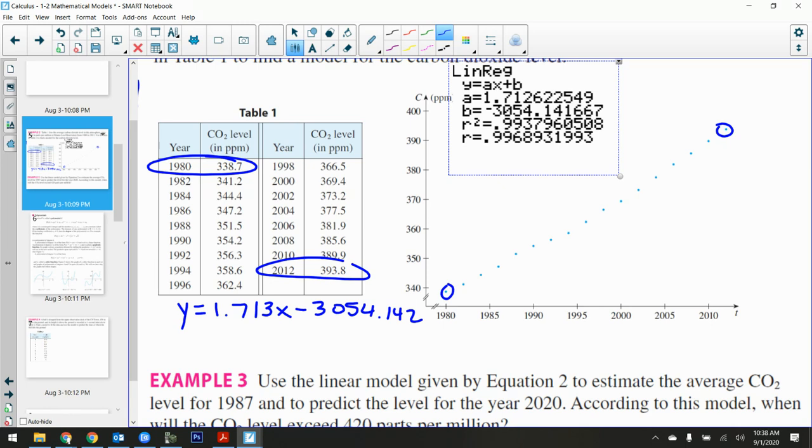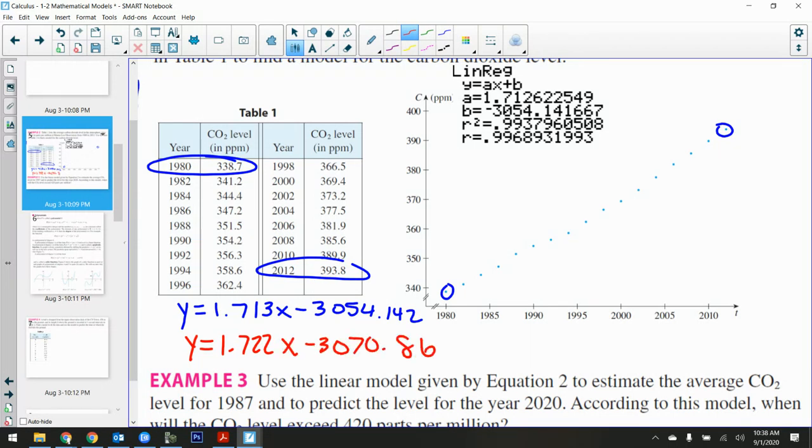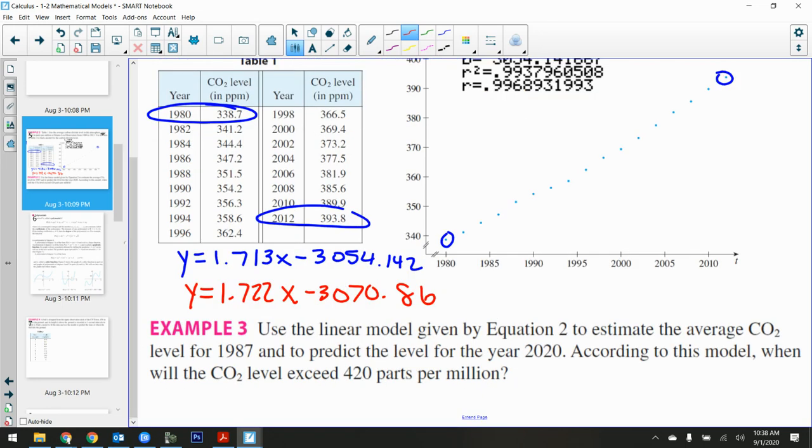The book gives, using first and last, y equals 1.722x minus 3070.86. It's rather close, isn't it? Surprisingly close. Now, what happens if my first or last data point's messed up? Well, then your whole equation is going to be messed up, right? So it's always better, if you have the ability to run a regression, to run the regression. Use your calculator, okay?